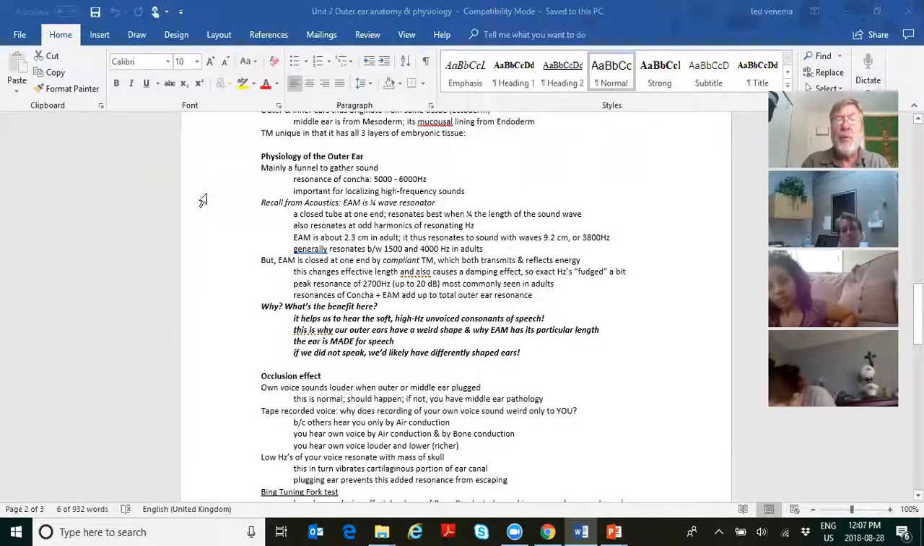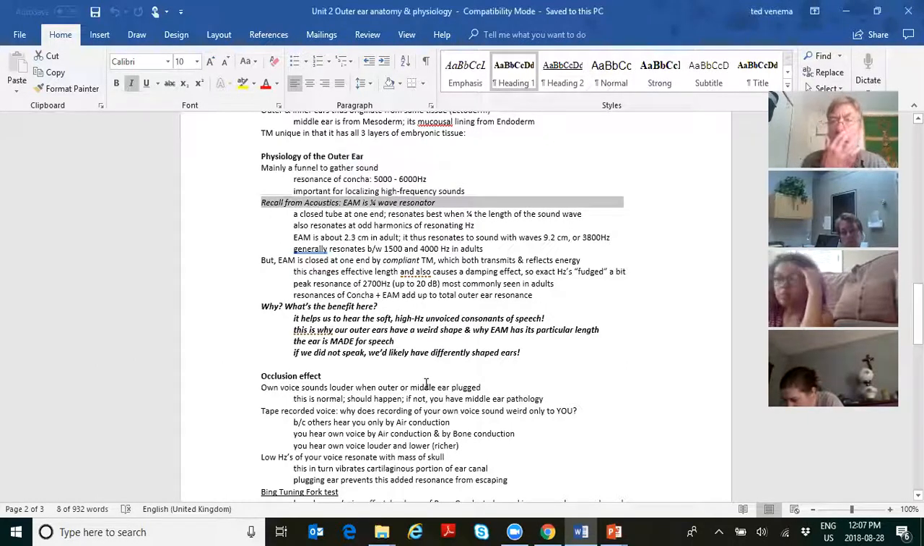resonance. Okay, the concha bowl has a resonance of 5,000 to 6,000 hertz. That's about at the frequency of the letter S, high-pitched. Okay, that's one thing. Now let's share screen here and go to our PowerPoint or to our notes. It's important for localizing high frequency sounds. And now I can't say recall from acoustics because we didn't really cover this in acoustics, but we'll talk about it now.